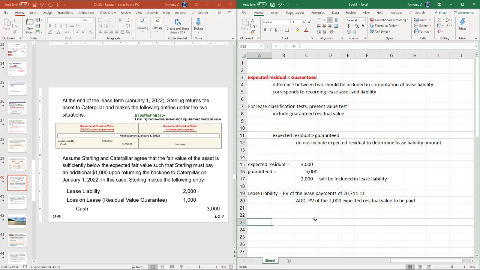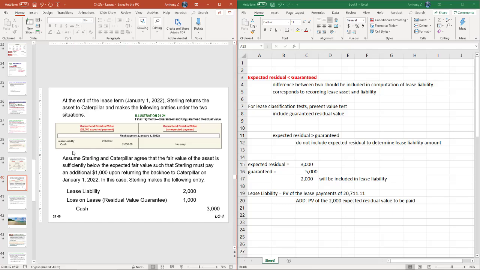When we include a residual value in the lease liability and asset, the first difference is we record the lease asset and lease liability at a greater amount. The other main difference in accounting between making a residual payment and not making a residual payment occurs at the end of the lease term. Previously, we didn't make a journal entry for the payment of the residual value because there was no payment. In the case that the expected residual payment is $2,000 and we end up making this $2,000 payment, we would debit lease liability and credit cash.